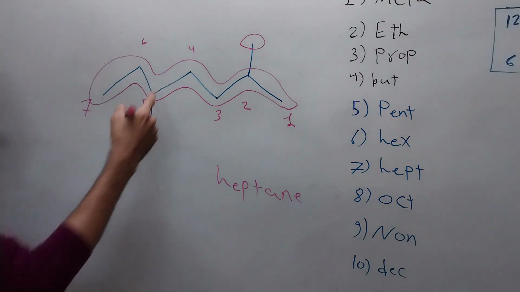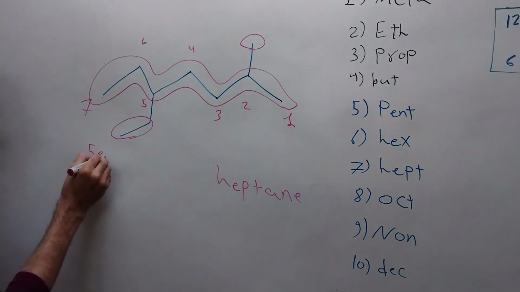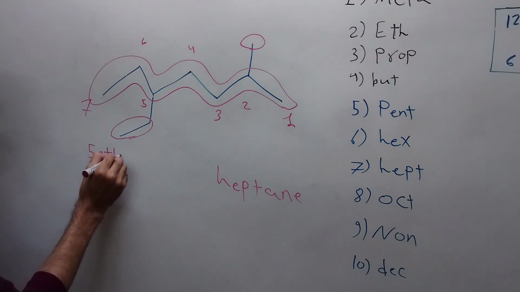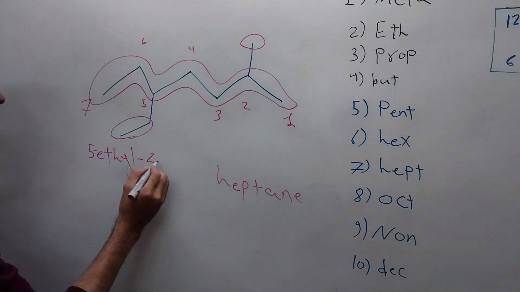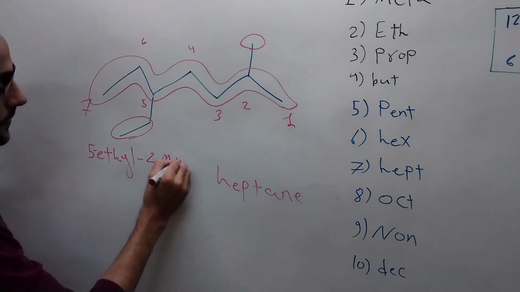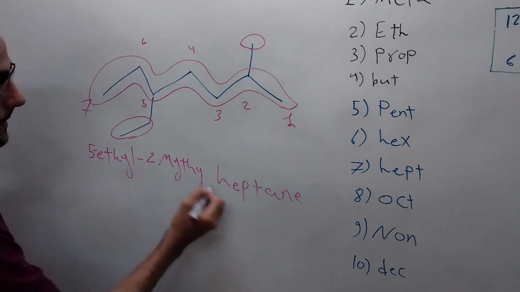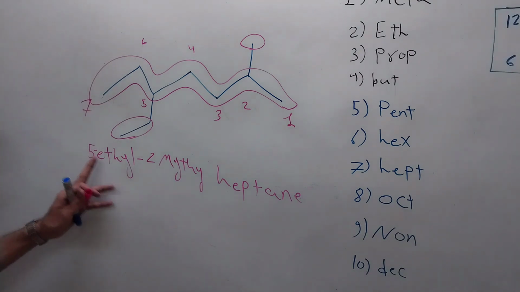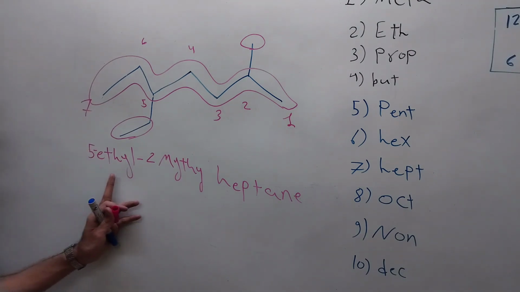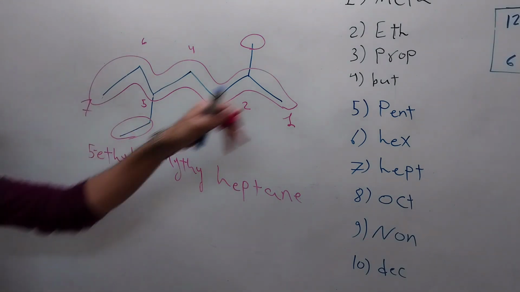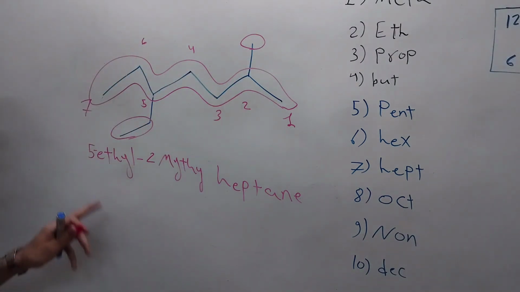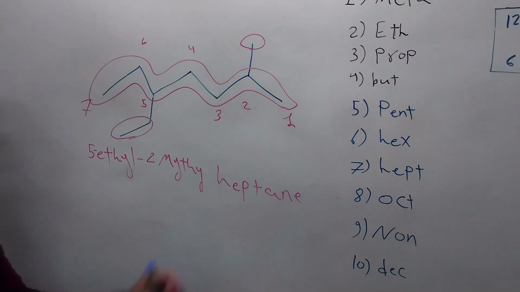So 5-ethyl, 2-methyl, heptane. Notice the dashes here. 5-ethyl, 2-methyl heptane. Okay, so this hydrocarbon, this molecule is named 5-ethyl-2-methylheptane.